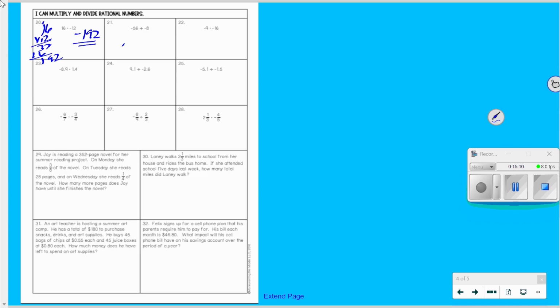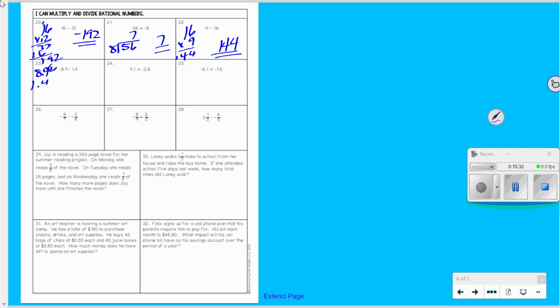56 divided by 8 is going to go 7 times. They're the same, so it's going to be a positive. 9 times 16, 16 times 9, 144. They're the same, so it's positive. They love each other.